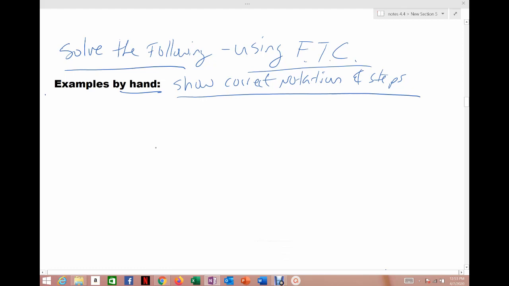So last time we did the theory behind the fundamental theorem of calculus, and we talked about how we solve with it. And so today we're going to practice doing a bunch of examples of solving. So remember, the fundamental theorem of calculus is how we solve the definite integral.